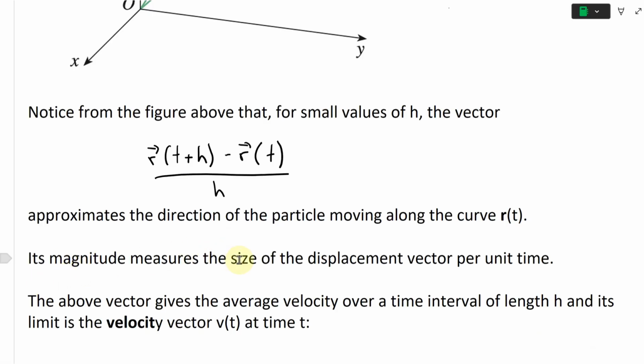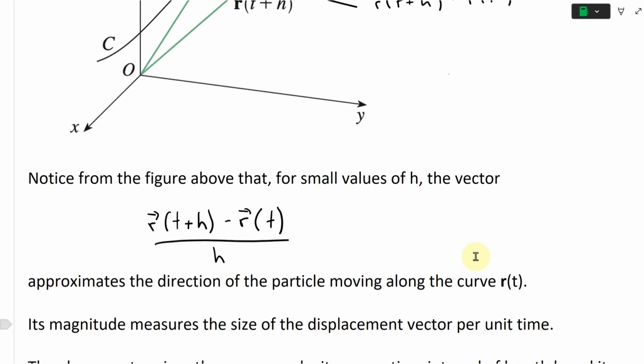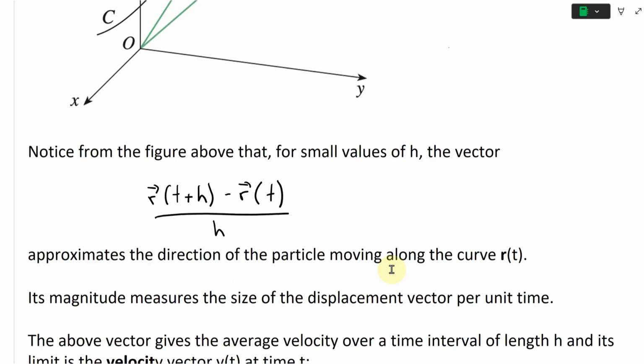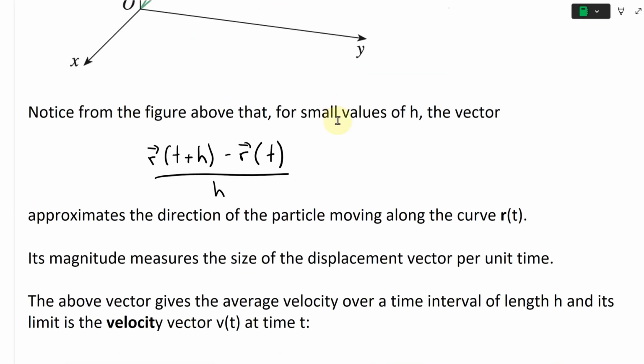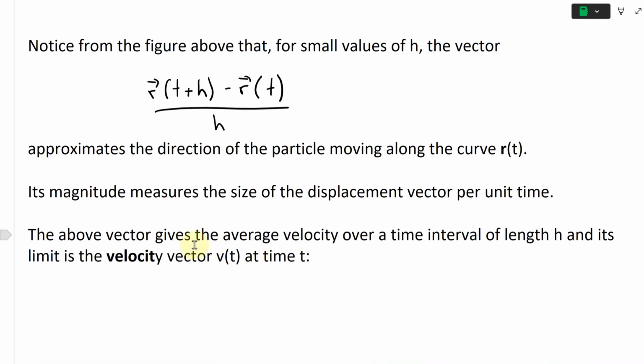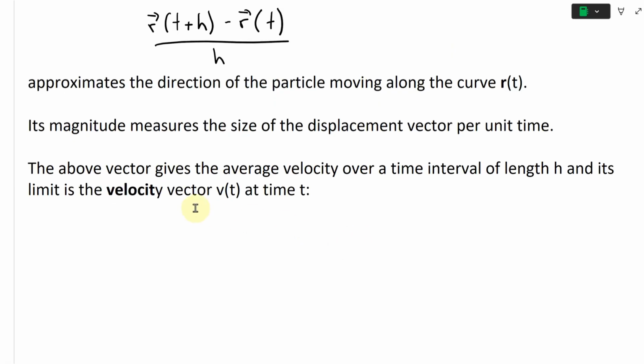So its magnitude measures the size of the displacement vector per unit time. In other words, this from P to Q, that's a displacement, and then this h, that's a time variable. So that would have units of seconds if it was in seconds. Because you're going to be dividing it by this h there, you're going to have displacement divided by time. In other words, you pretty much have the velocity. So the above vector gives the average velocity over a time interval of length h, and its limit is the velocity vector v of t at time t.